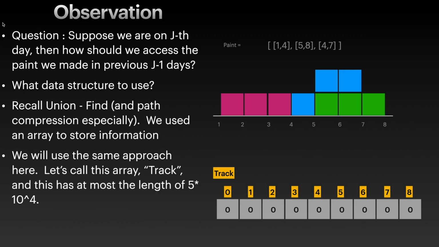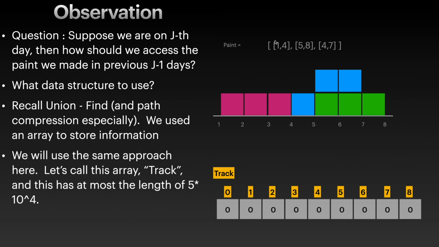So as usual, the first thing you have to do is think about how to approach this problem. I know it sounds very easy, but here in this case we are given this array paint, and the first element will be the first day we can paint. So we can paint from 1 to 4. On the second day we can paint from 5 to 8, that's the green color. And then on the third day we can paint from 4 to 7: 4, 5, 6, 7. Notice that because 5 to 7 is already painted, this part is not valid. So on the third day we can only paint 1. So that is the problem.